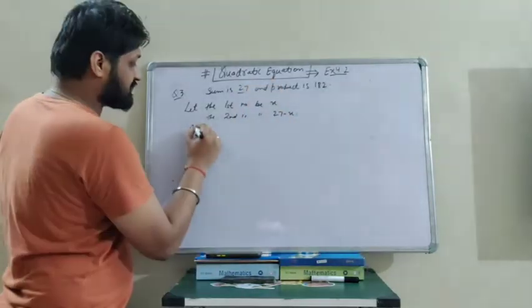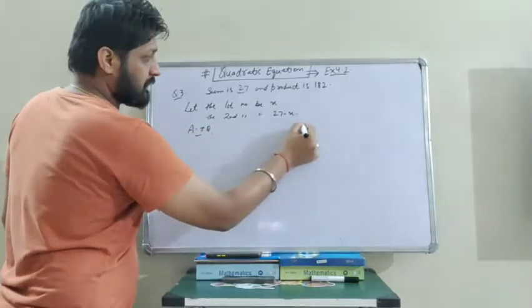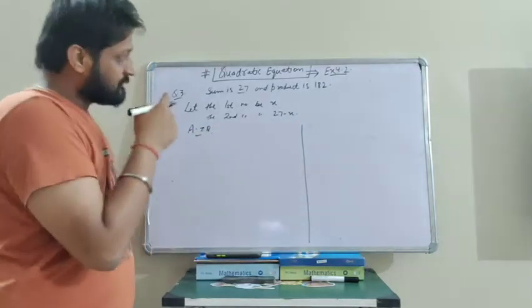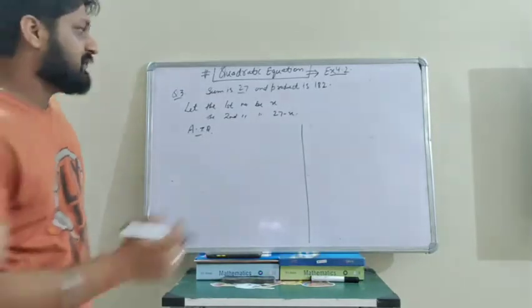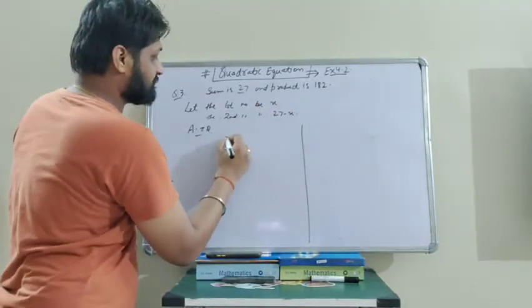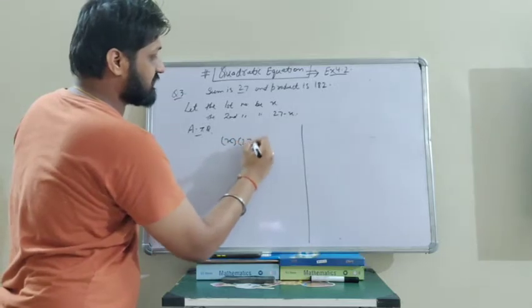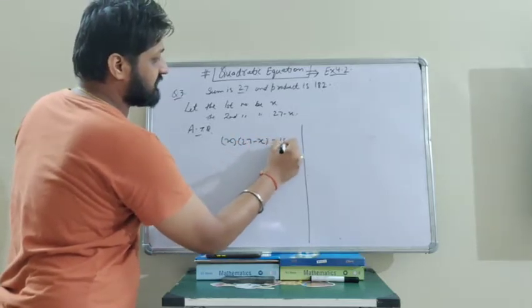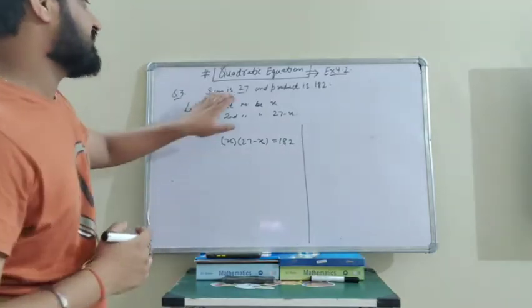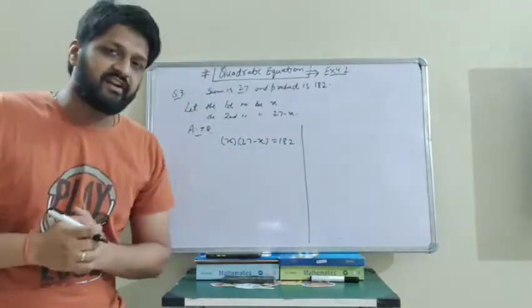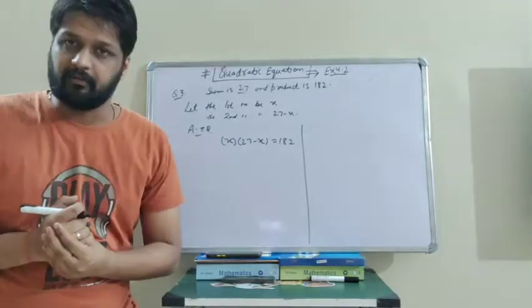Now according to the question, the product is 182. The product of both these numbers is 182. So the first number is x, second number is 27 minus x, and the product is 182. So what is given? Sum is 27, product is 182. We have to find both the numbers.